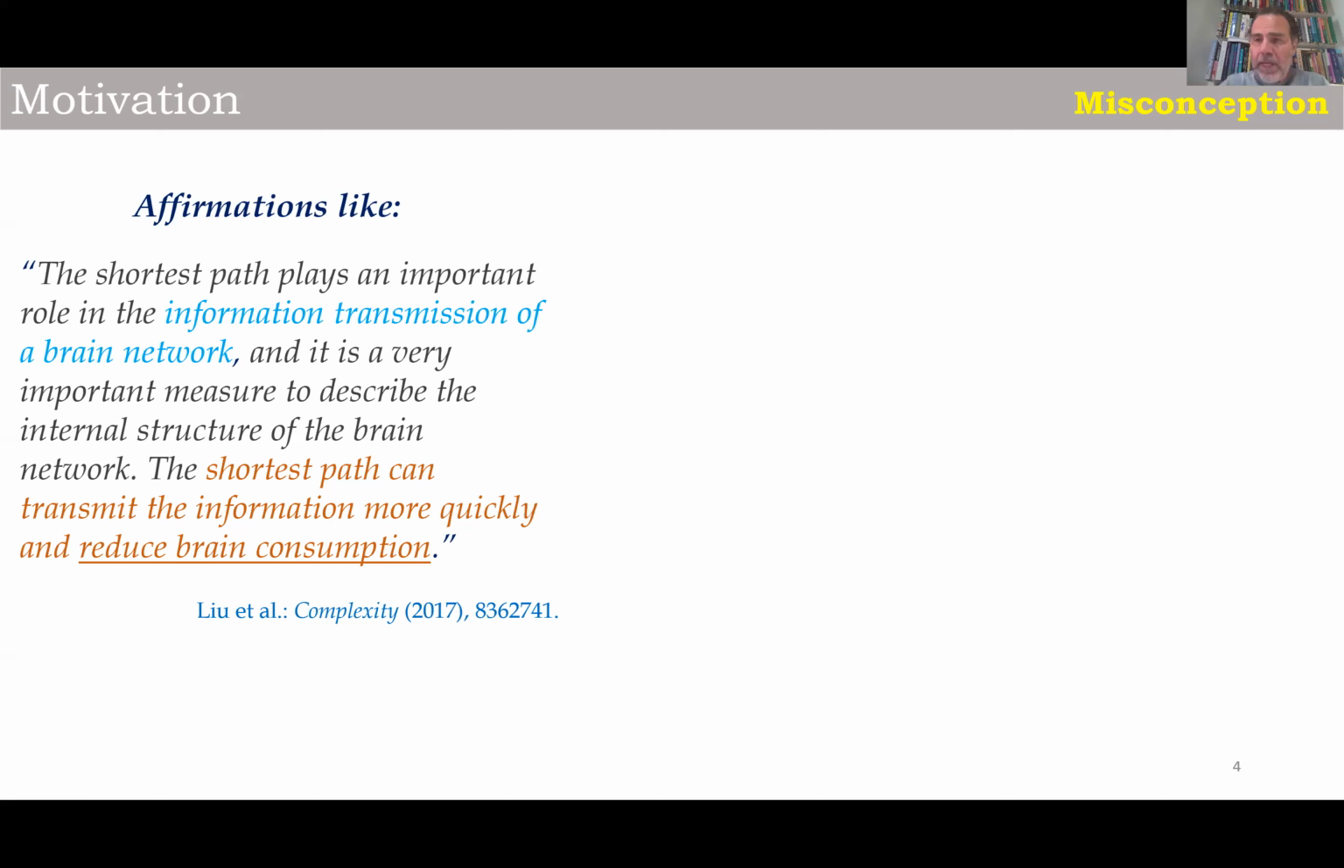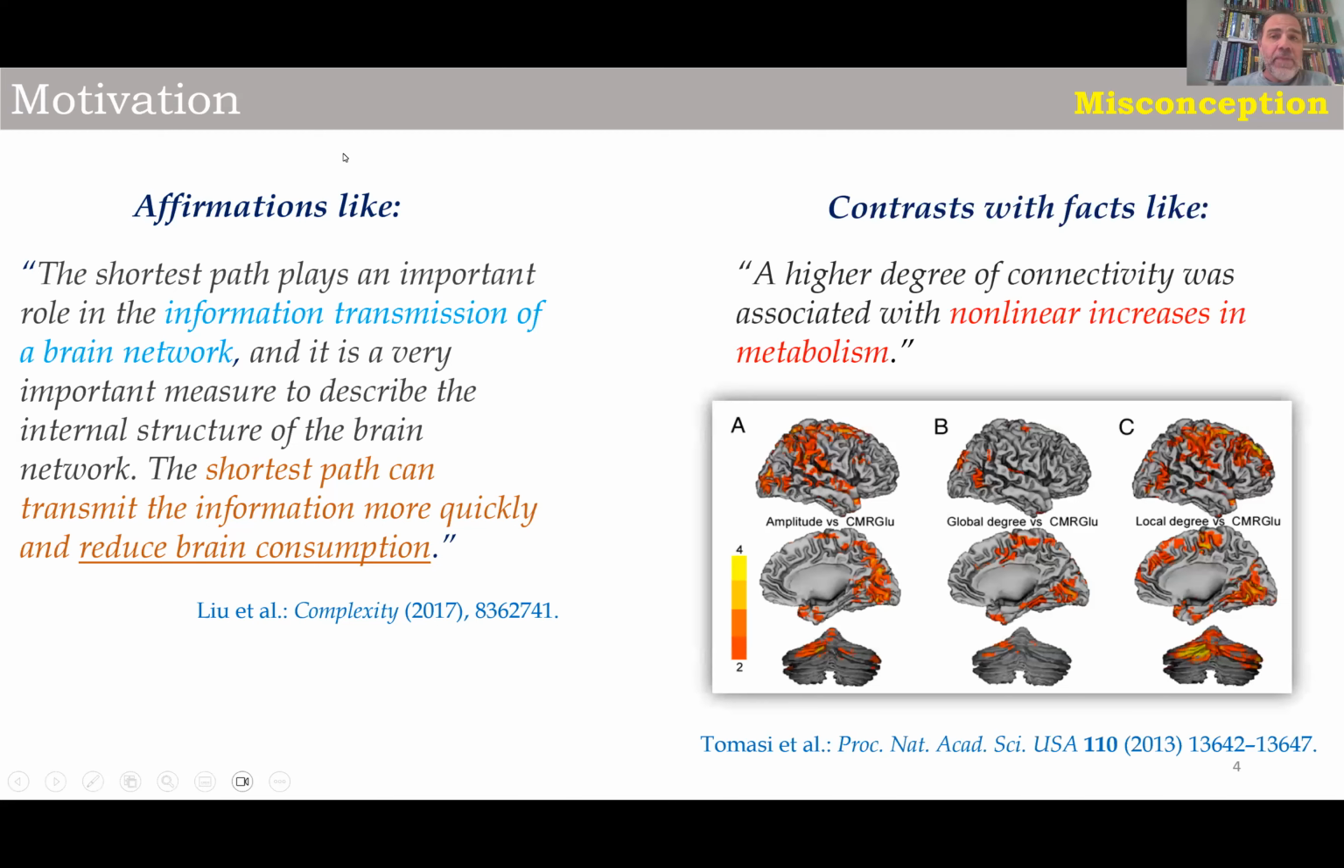This is not true. And there are experimental confirmations that even aggravate this statement a little bit more. For instance, in this paper of 2013, Tomasi and collaborators found experimentally that the most connected regions in the brain are the ones that consume more glucose in the communication between different regions in the brain.